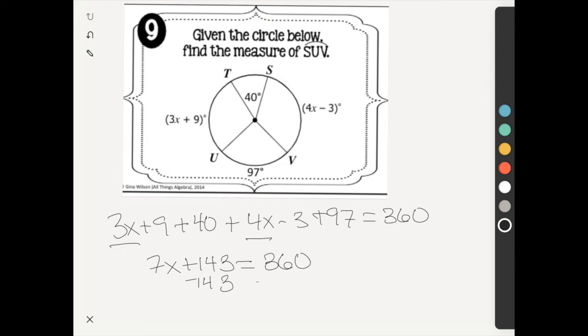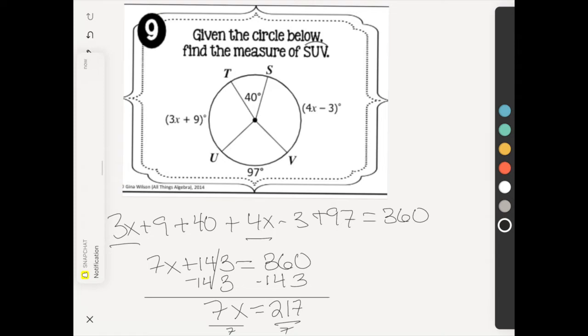I can subtract 143 from both sides. And I have 7x is equal to 217. And if I divide both sides by 7, 217 divided by 7, let's see, you're going to get x is 31. So x is 31, but keep in mind, they asked us to find the measure of arc SUV.